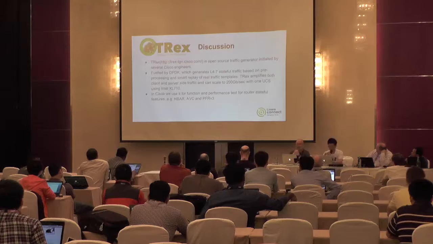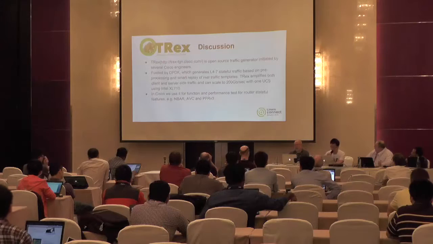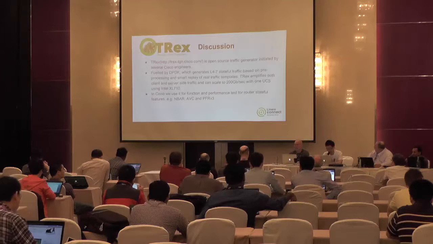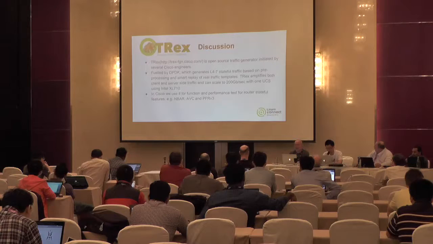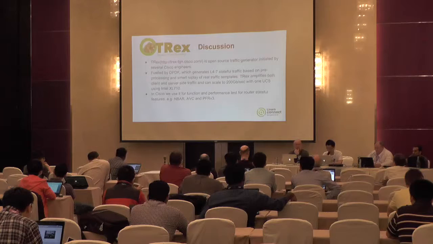The performance of the original TRex is impressive. It can scale to 200 gigabits per second running on our Cisco UCS servers. In Cisco, we use this traffic generator to test our stateful features like DPI and performance routing.